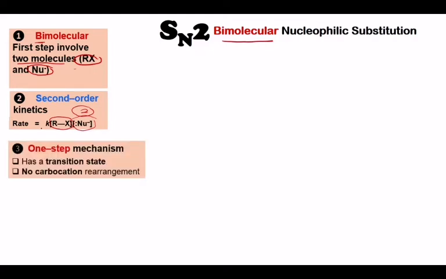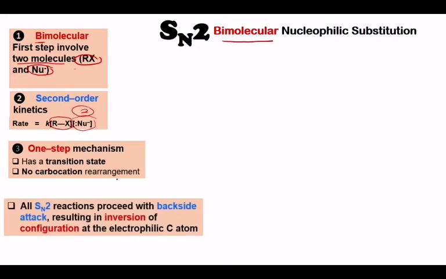Third characteristic of SN2 mechanism is it only has one step mechanism, it has a transition state, and no carbocation ion rearrangement. I will show you later what actually happened in SN2 mechanism. And all SN2 reactions proceed with backside attack, resulting in an inversion of configuration at the electrophilic carbon atom.